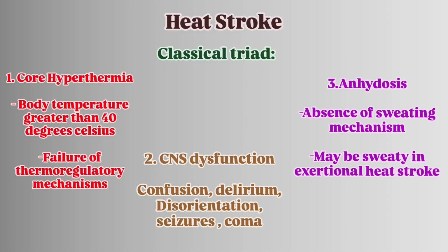Now we come to discuss the life-threatening emergency, that is the heat stroke. So heat stroke is characterized by a classical triad. The first part of the triad is core hyperthermia. Since there is failure of thermoregulatory mechanism, the body temperature rises to greater than 40 degrees Celsius. Then CNS dysfunction, it is the hallmark of heat stroke, and this distinguishes it from heat exhaustion. So CNS dysfunction may include confusion, delirium, disorientation, seizures, and coma.